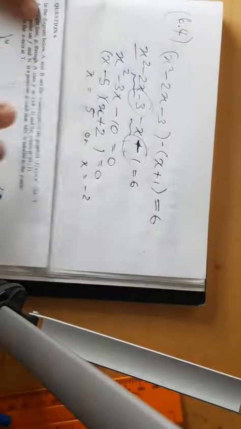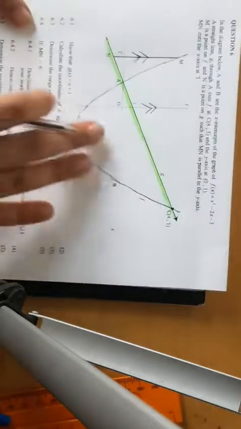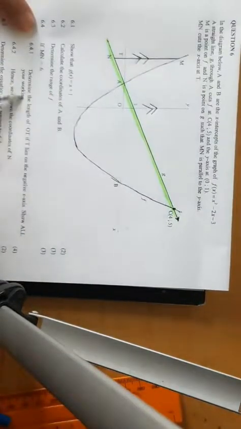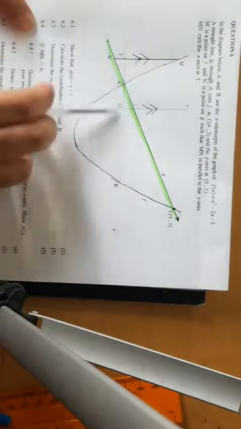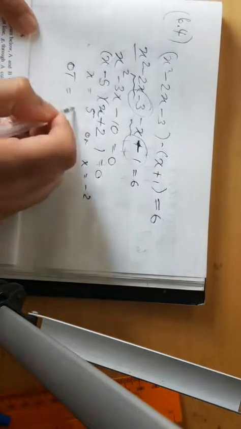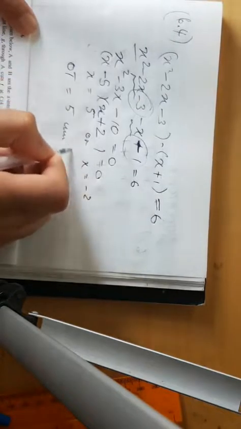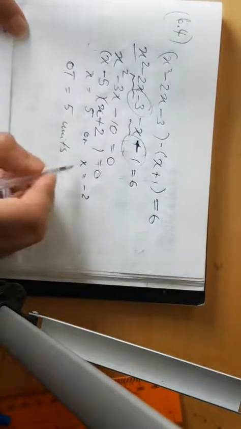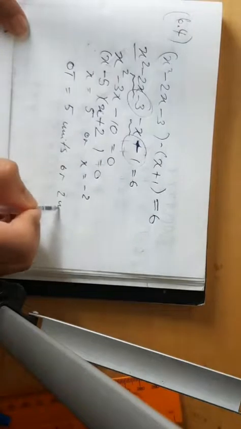But we are not looking for x values. They are asking for the length from O till T. So now OT can be equal to 5 units or 2 units.